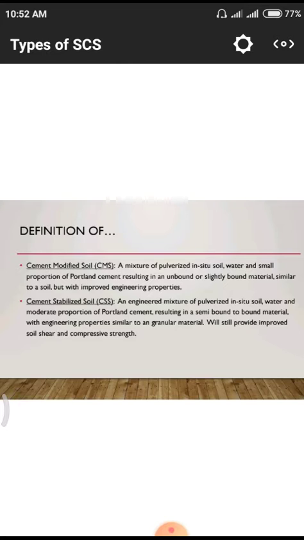In the previous case we used a small proportion, but in cement stabilized soil we use more than a small proportion, that is a moderate proportion of Portland cement, and that results in a semi-bound to bound material with improved engineering properties. Likewise here, the engineering properties improved are shear strength and compressive strength.